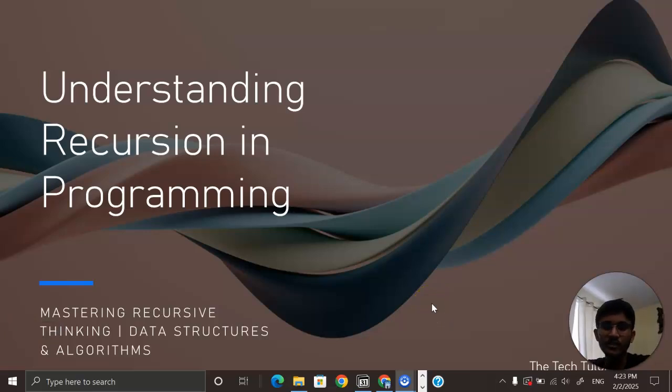Have you ever wondered how functions can call themselves, or why recursion is such an essential concept in programming? Today, we're going to be breaking down recursion, a fundamental topic in data structures and algorithms.